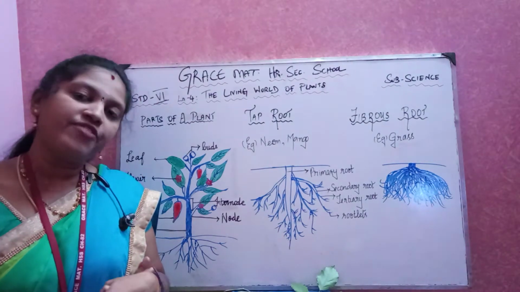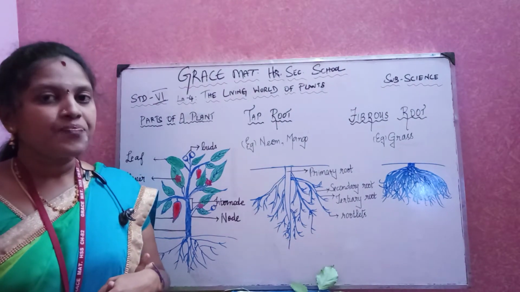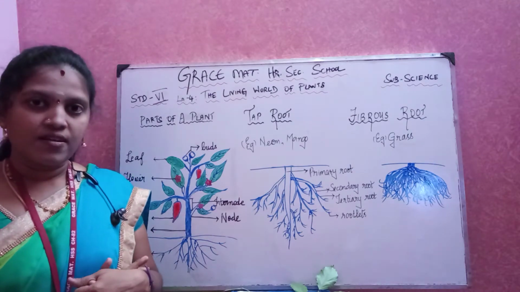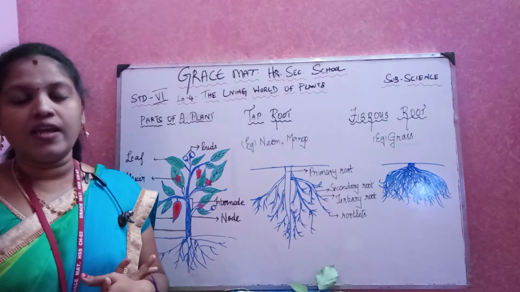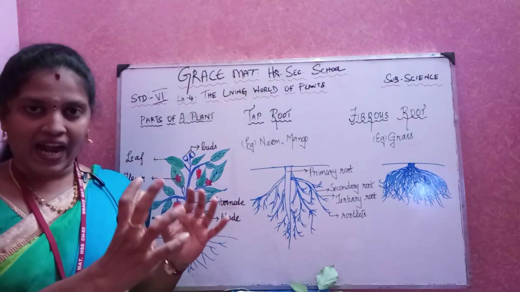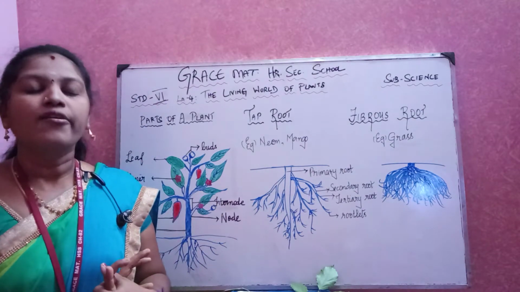Next, moving on to the flower part. Flower part is cauliflower. Yes, cauliflower you can use, then banana flower. All these are the flower part of the plant which can be used as the food.